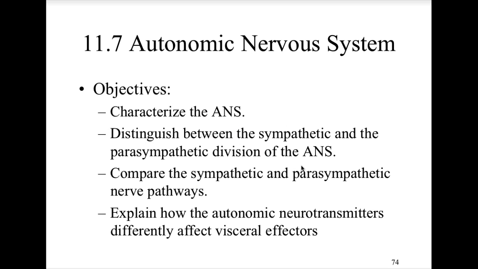And lastly, 11.7, the autonomic nervous system. Our objectives for the autonomic nervous system are to characterize the ANS, distinguish between the sympathetic and the parasympathetic divisions of the ANS, compare the sympathetic and parasympathetic nerve pathways, and explain how the autonomic neurotransmitters differently affect visceral effectors.